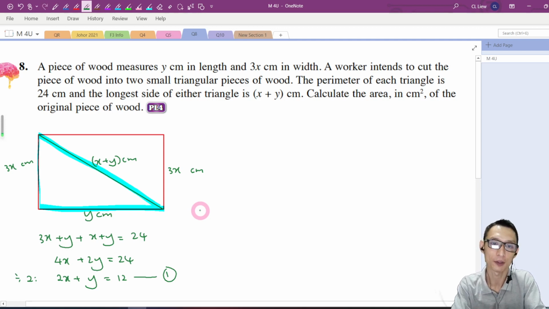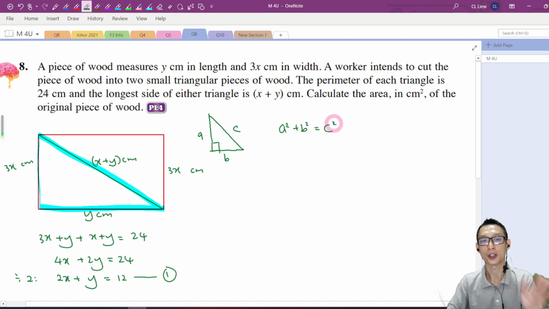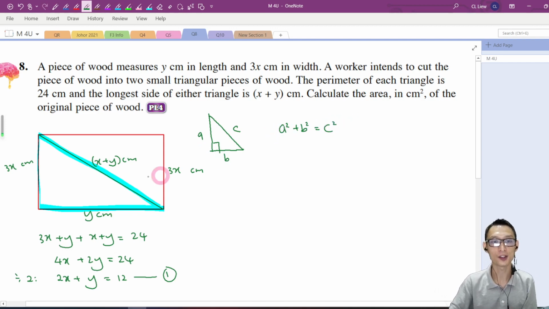Okay, how do we form the second equation? Since this is a right angle triangle, we know that this square plus this square will be equal to this square, right? I hope that you remember Pythagoras theorem. So this is A, this is B, this is C. We know that A square plus B square is equal to C square, right? So here I'm going to use these properties to help me to form another equation.